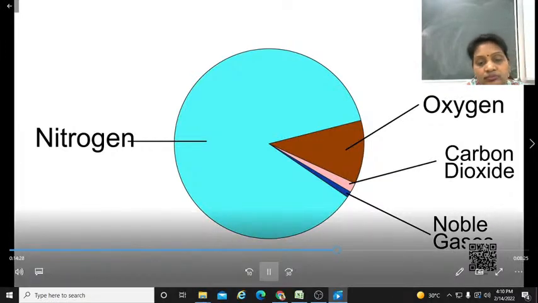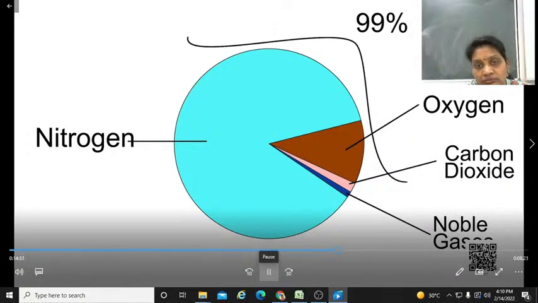We see that air contains mostly nitrogen and oxygen. In fact, these two gases together make up 99% of the air. The remaining 1% is carbon dioxide and a few other gases and water vapor.